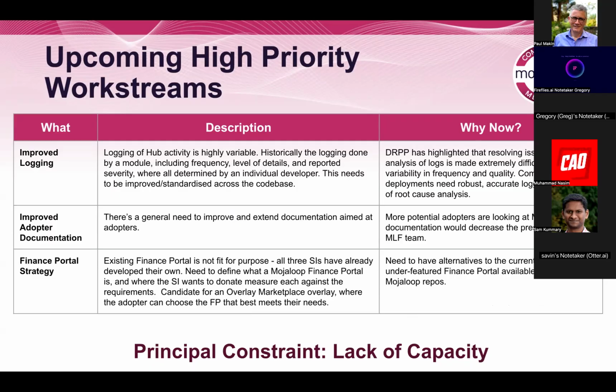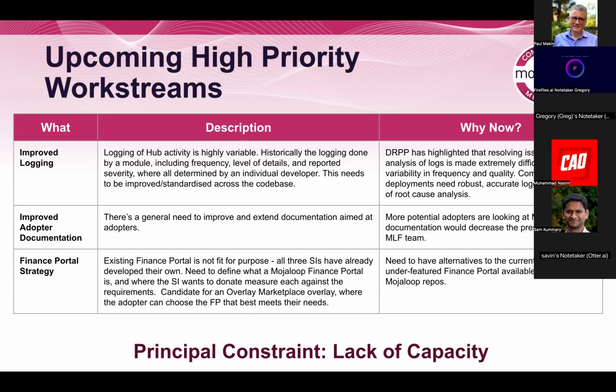Now, the DRPP project has highlighted this issue and has also proposed a standard for logging. And the Mojaloop Foundation is working with the community to consider the adoption of that standard, which will necessitate the updating of many of the Mojaloop modules to improve logging to meet those standards.